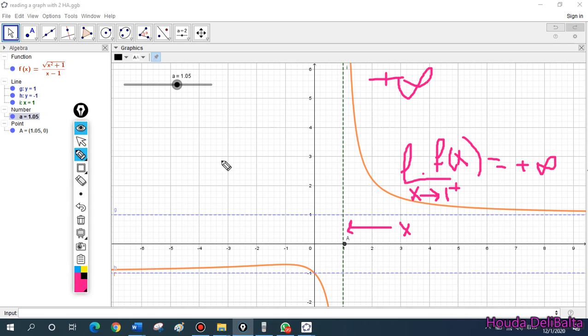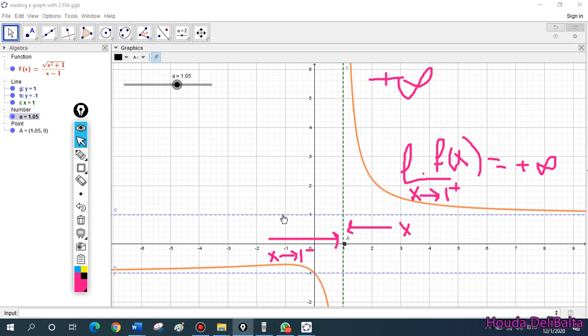Now let's talk about its limit as x tends to 1 minus. As we approach 1 from the left, we are talking about the value 1 minus. So x tends to 1 minus means x approaches 1 from the left part, from here.